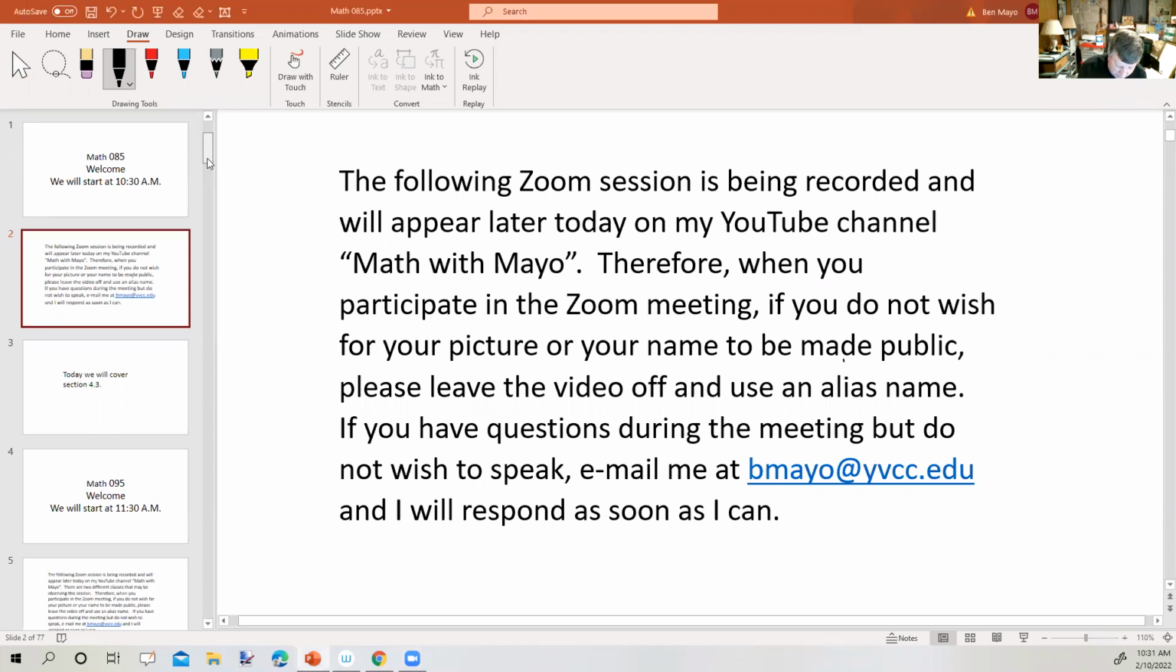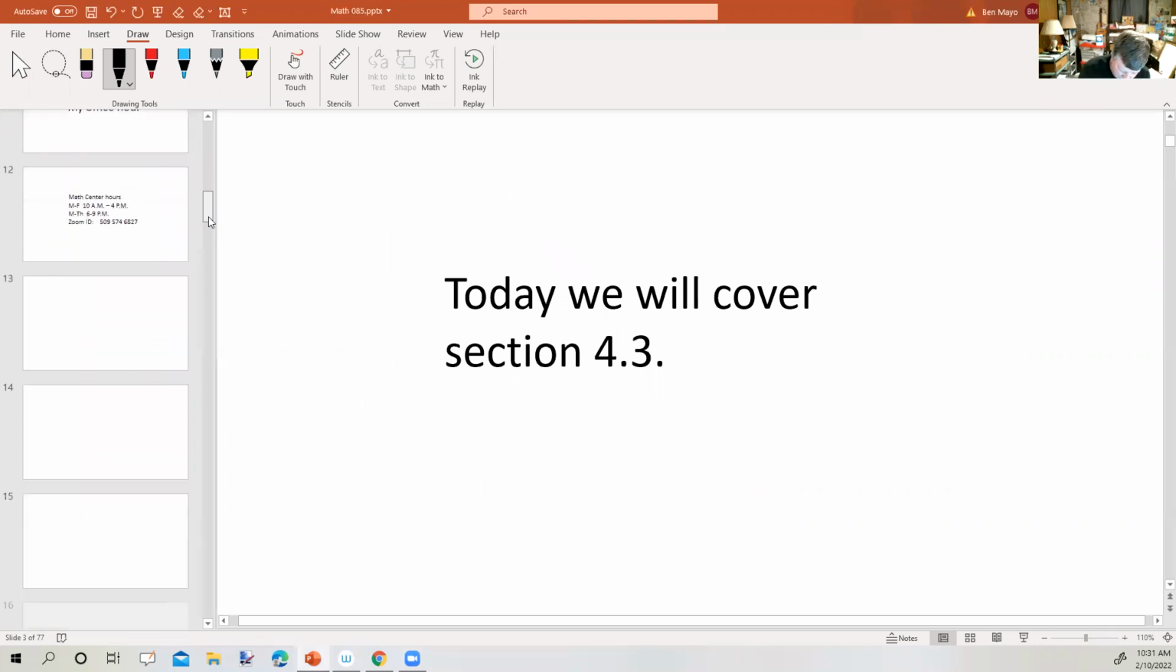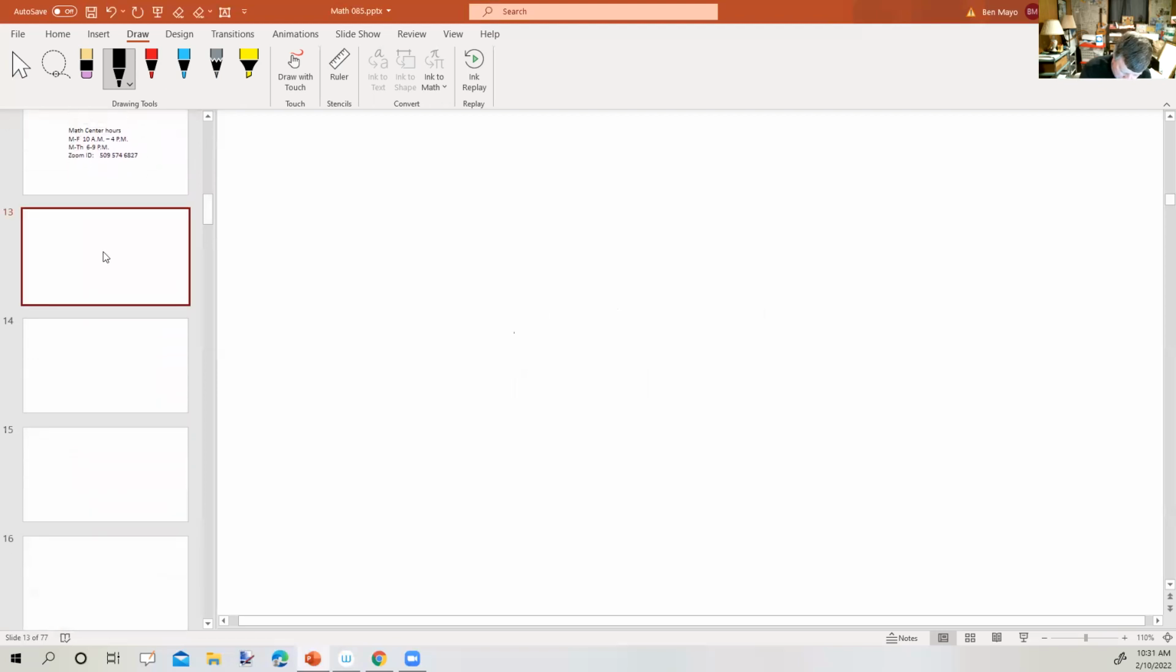All right, eventually today we're going to go on and take a look at section 4.3, but first we're going to visit some questions left over from 4.2. 4.2, you'll recall, is the substitution method of solving a system of two linear equations. All right, so this is from section 4.2, and this is number 7.